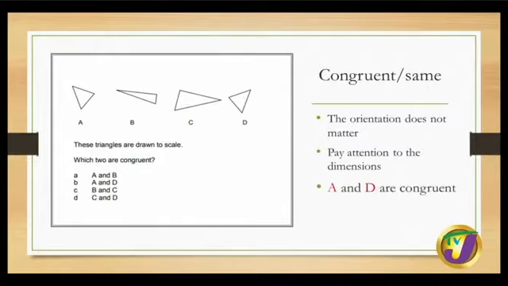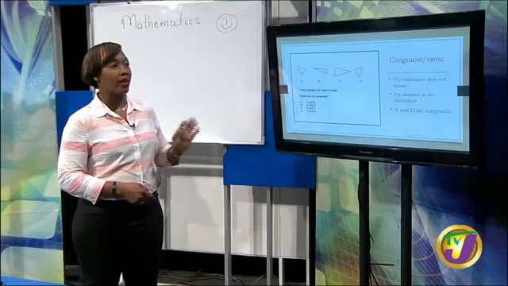So your option would be A and D are congruent triangles. Clearly, if you look at B, it doesn't look like A, and B doesn't look like C either. But D and A are congruent. They are the same.